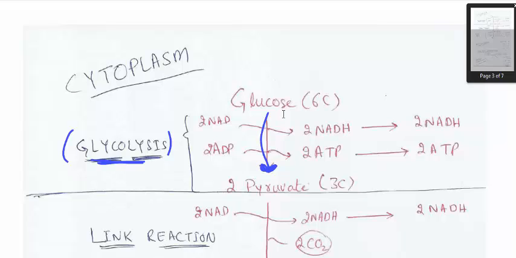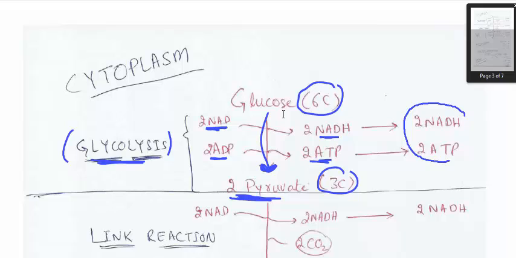You see that glucose has 6 carbons while pyruvate has 3 carbons. So actually one glucose molecule produces 2 pyruvate. So we get 2 pyruvate when glucose is oxidized to pyruvate. And in that process, NAD is reduced to NADH. 2 NAD are reduced to 2 NADH, while 2 ADP are phosphorylated to 2 ATP. So the net product of glycolysis is 2 NADH, 2 ATP, and 2 pyruvate.